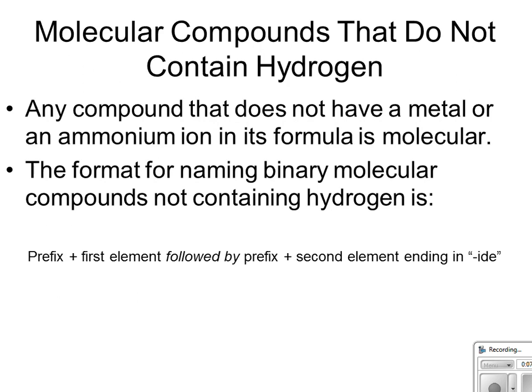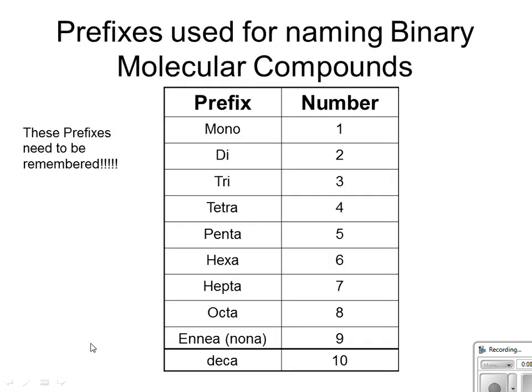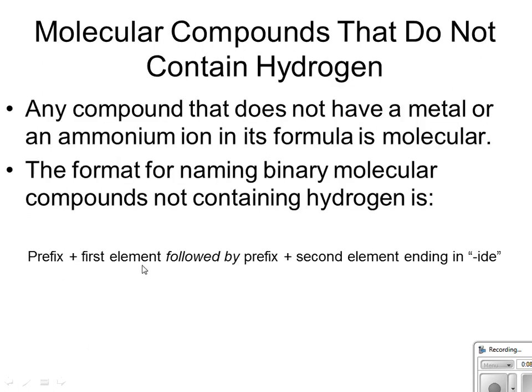Now, any compound that does not have a metal or an ammonium ion in its formula is molecular. So again, no metal and no ammonium ion means you got a molecular compound. And the format for naming binary molecular compounds, so binary meaning 2 together, not containing hydrogen, is you have the prefix first, from this table here, followed by the name of the element, followed by the second element, where you use the prefix, and then you change the second element's ending to "ide", just like we've always been doing.